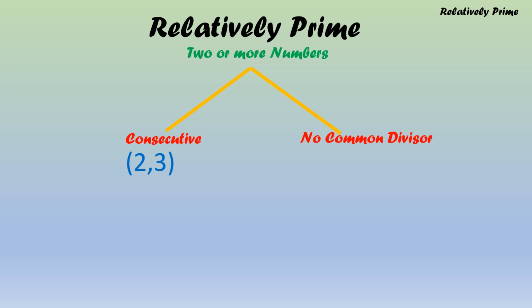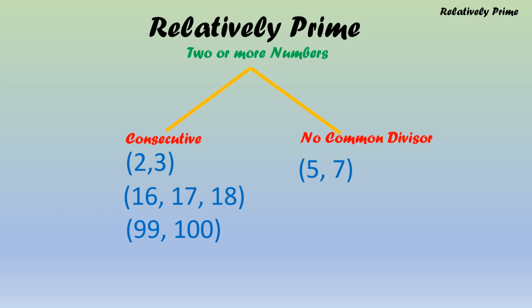2 and 3 are two consecutive numbers, so they are relatively prime. 16, 17, 18, 19, 20 are also consecutive numbers, so they are relatively prime. 99 and 100 are also consecutive numbers. Now let's take some examples of numbers having no common divisors.